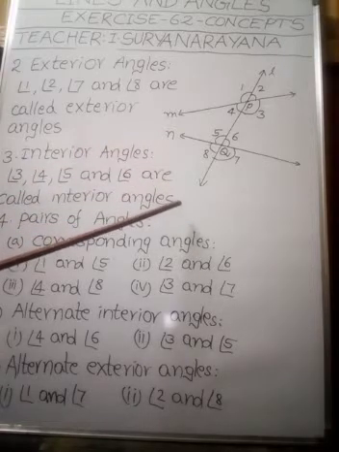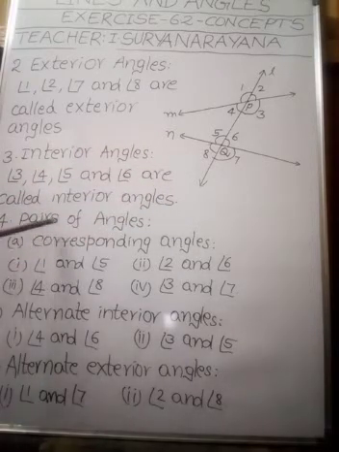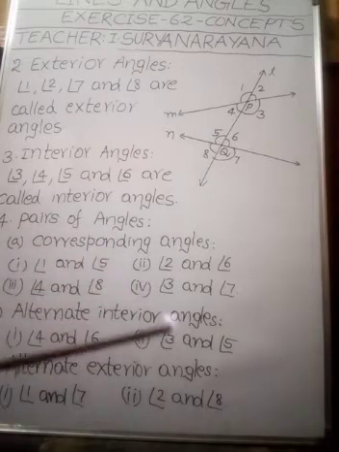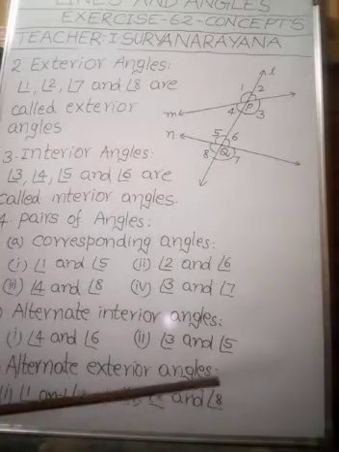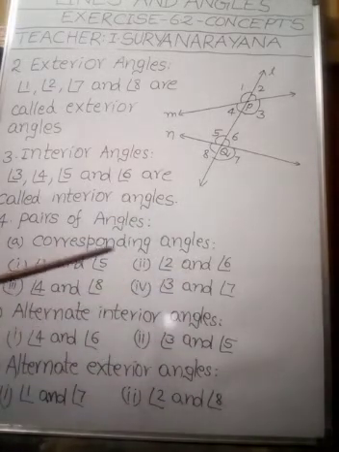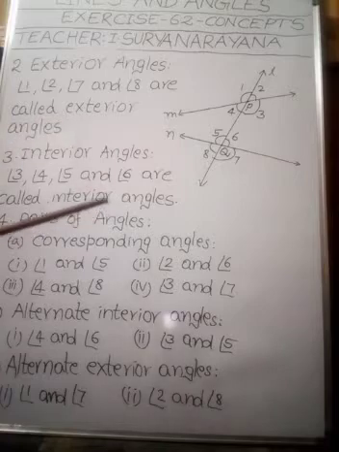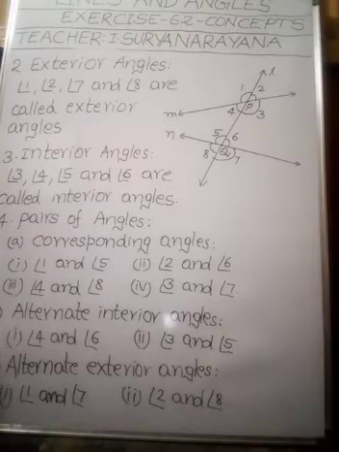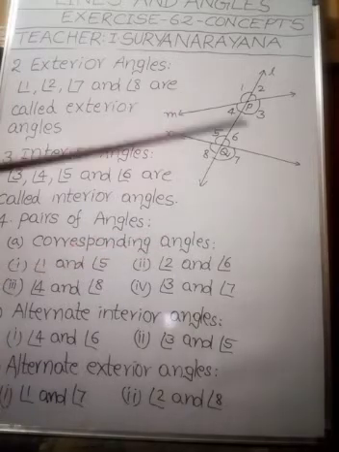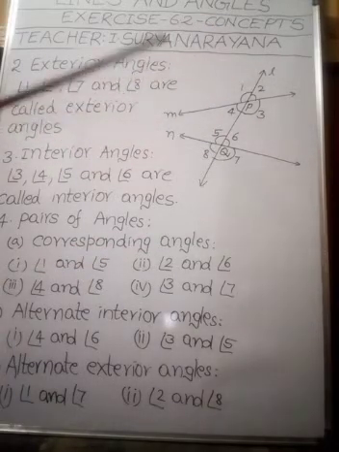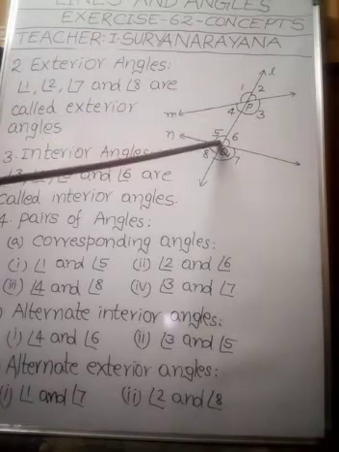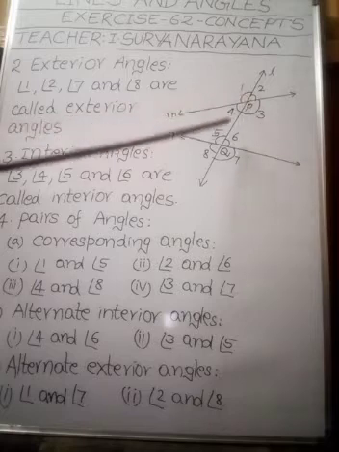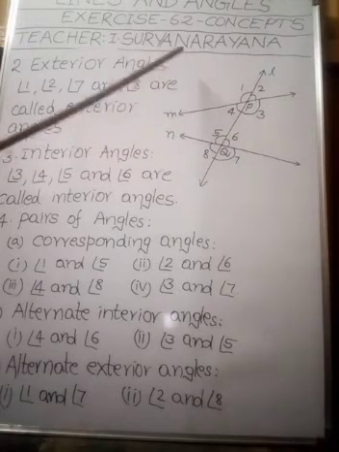Is it clear? Right. Now come to pairs of angles. You have already learnt in earlier class. In this category, different pairs of angles are there. First one, corresponding angles. In this figure, what are corresponding angles? Angle 1 and angle 5: one exterior angle and one interior angle on the same side of the transversal.